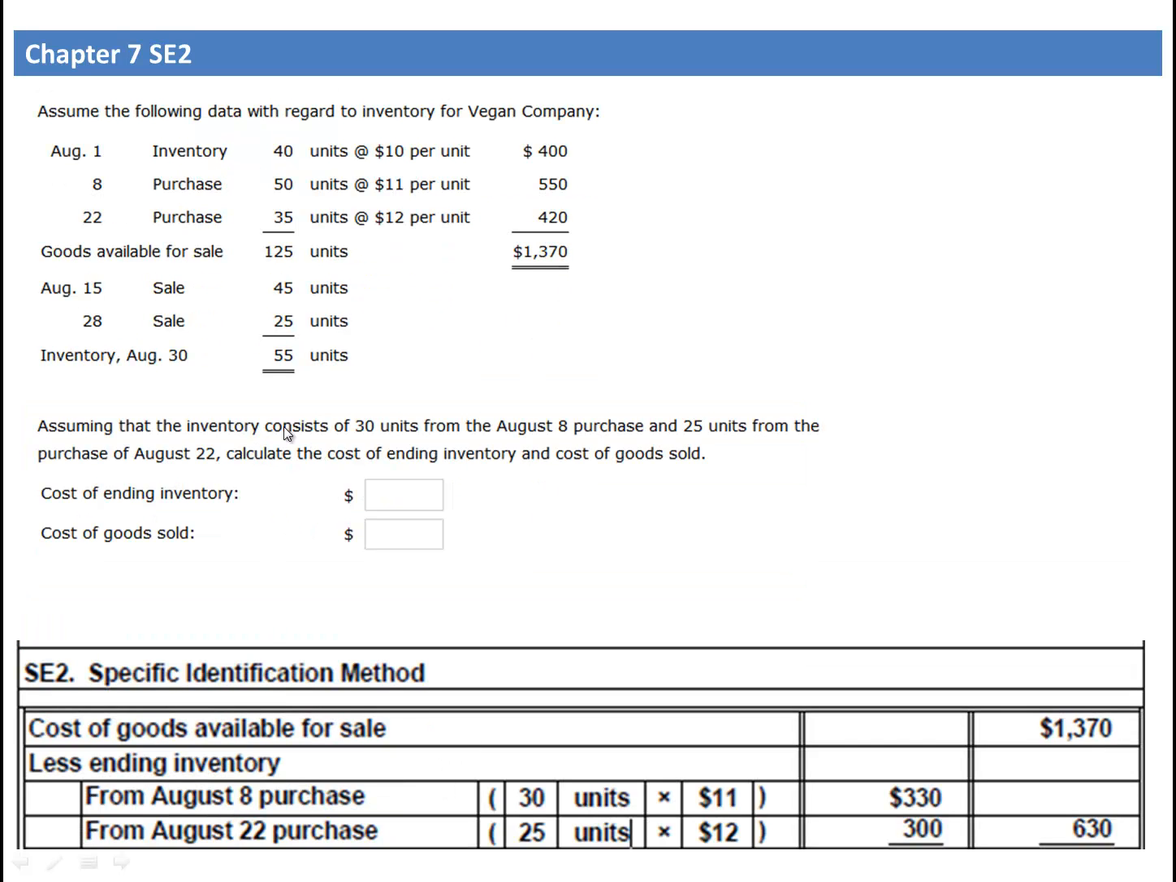And it tells us here what our ending inventory consists of. It says 30 units from the August 8th purchase. So I find my August 8th purchase, and it was $11 per unit. So I have 30 units that cost me $11 per unit, still in my ending inventory. It means I haven't sold it. And I also have 25 units from my August 22nd purchase, which I paid $12 for. So 25 units times $12. We add that together, and that gives us a total ending inventory of $630.